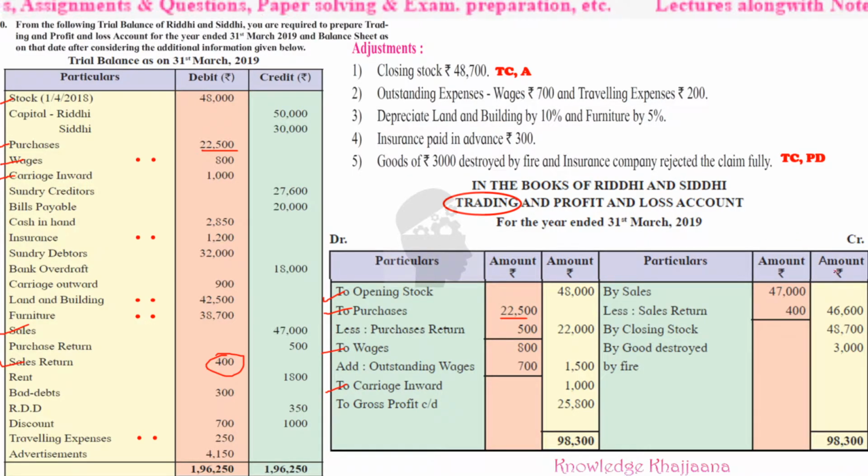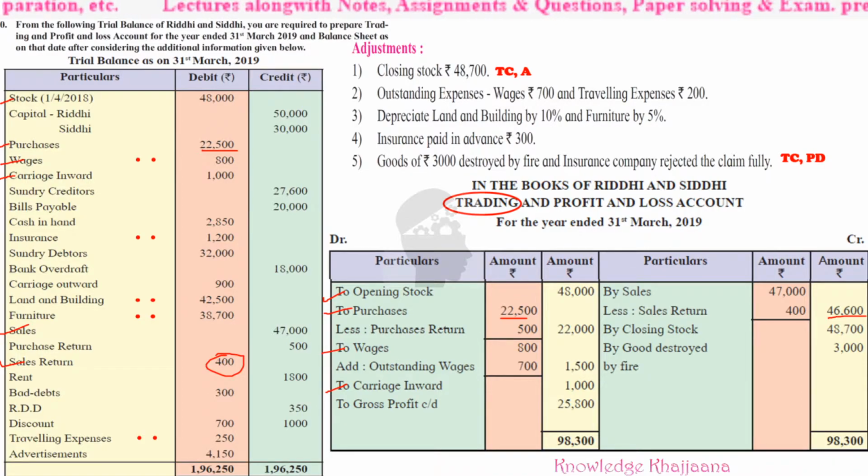So what would be the total sales? So value of the sales, 46,600. Now rent, bad debts, RDD, discount, traveling expenses, advertisement, none of them is related to the trading account. But purchase returns, right? We have to record the purchase returns also.